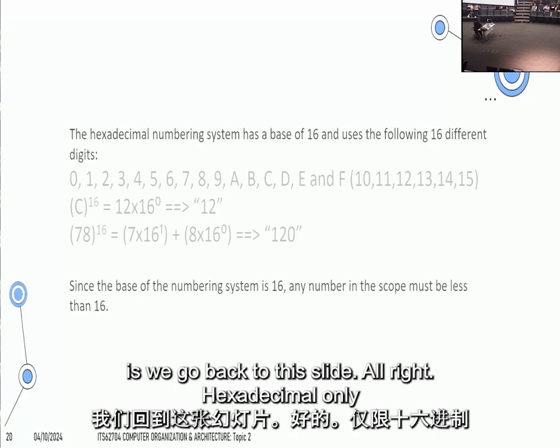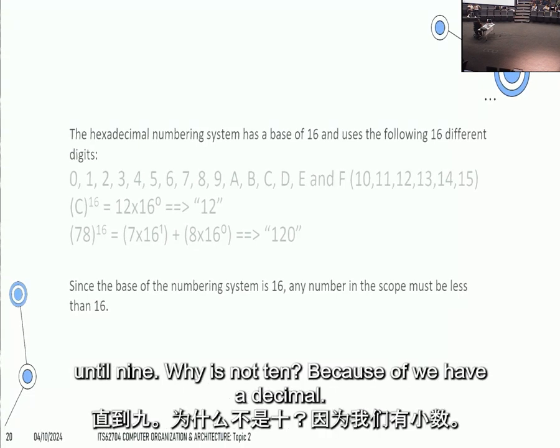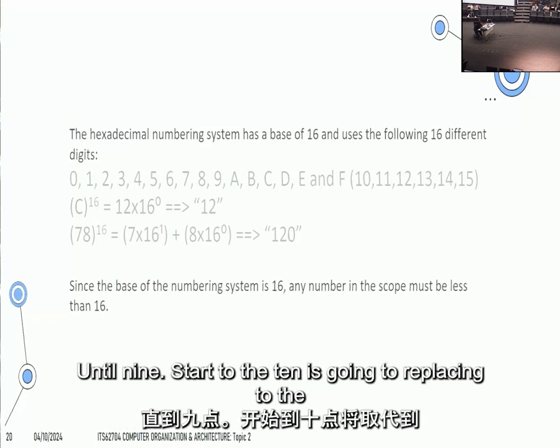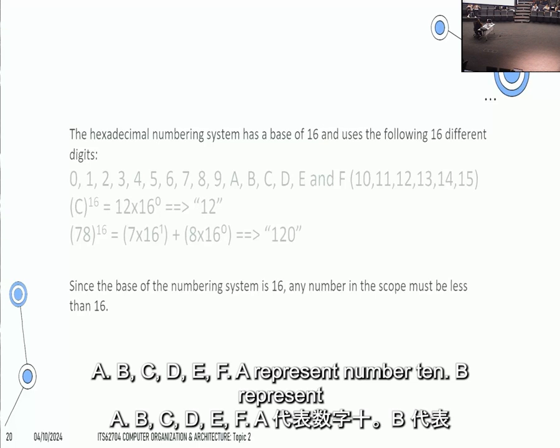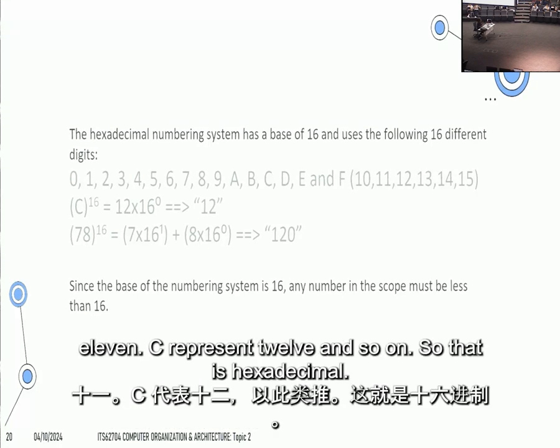The most important is we go back to this slide. Hexadecimal only goes until 9. Why not 10? Because we have decimal. Starting from 10, it is replaced by A, B, C, D, E, F. A represents number 10, B represents 11, C represents 12, and so on.